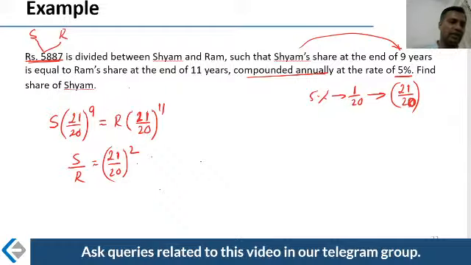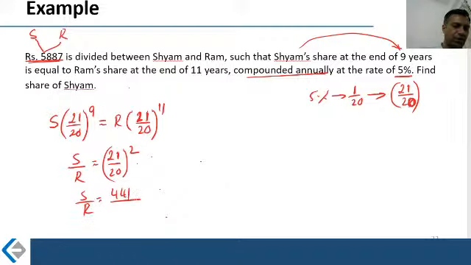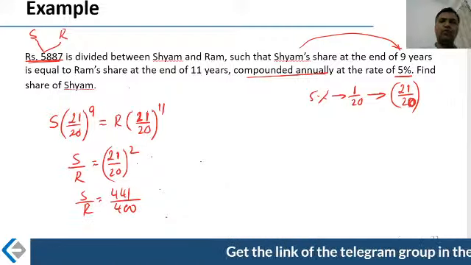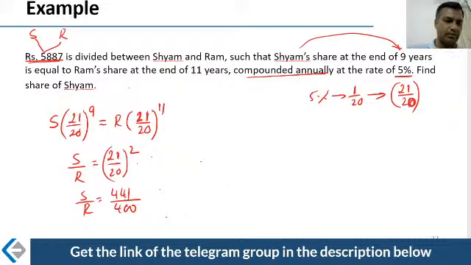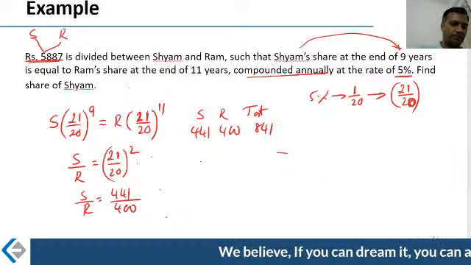That's the share ratio, Sham by Ram in the ratio of this. Therefore, Sham by Ram is nothing but 441 divided by 400. That's how it gets. Technically, what you're trying to say is Sham, Ram, and total. I taught you this in the ratios chapter. Sham is 441, Ram is 400, together 841.